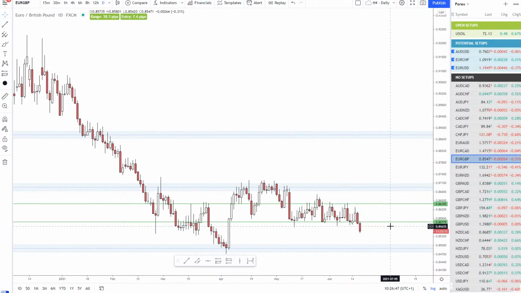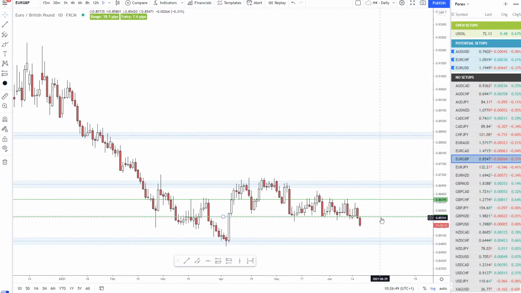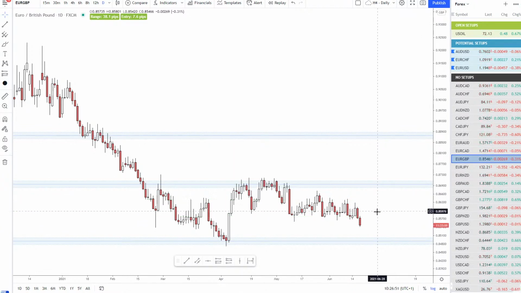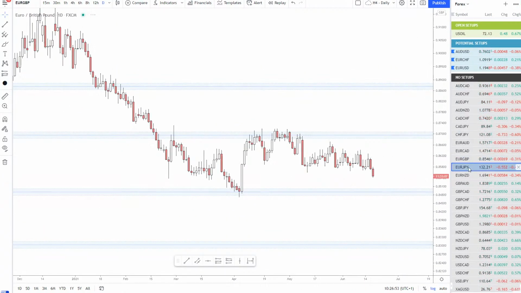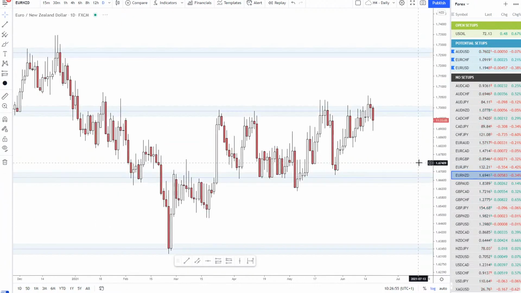EURUSD has finally broken out of the range. So I'm going to remove these range lines here. But there is no setup there.